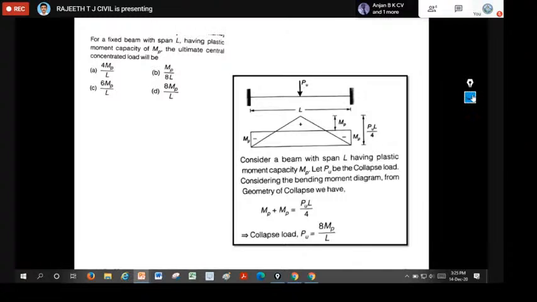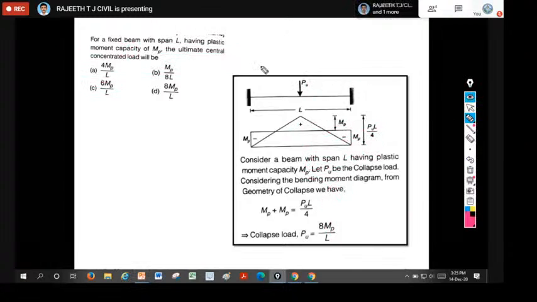Next, if you move on to the next problem, here they have given a fixed beam. For the fixed beam, we should calculate the ultimate load, the collapse load. For this one also you should remember, for propped cantilever 6 MP by L, whereas for fixed beam 8 MP by L. I will tell how to calculate this. A fixed beam having a moment capacity of MP will have an ultimate central load of 8 MP by L.